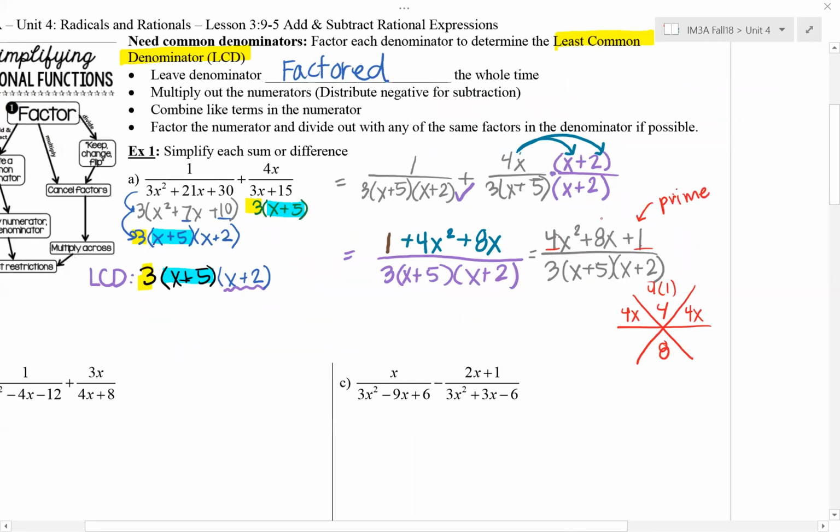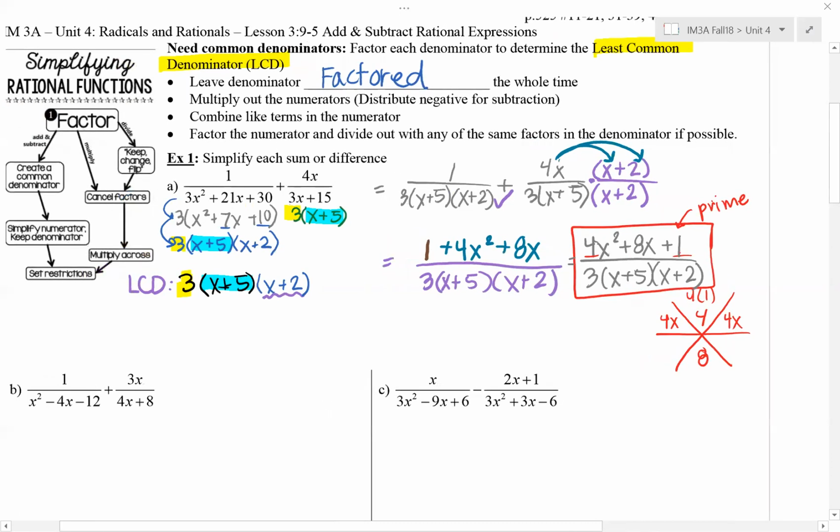And so just for the sake of time today, we're not going to set the restrictions, but know that the same idea that we did in the previous lesson, where I can look at my denominator and say x can't be -5 because that's going to make the x plus 5 a 0, and x can't be -2 because that's going to make the x plus 2 a 0. That still is valid for these types of problems.